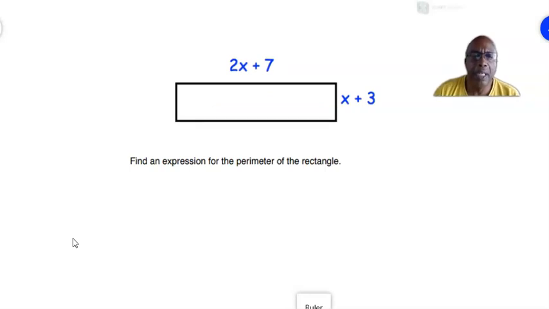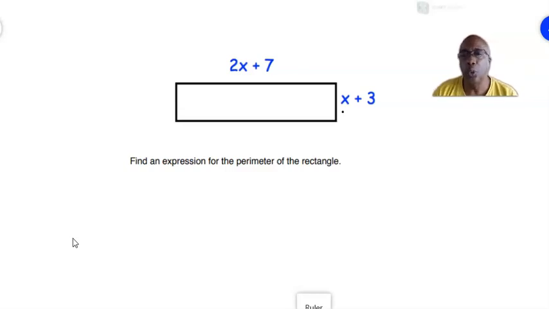In this example, you have to find an expression for the perimeter of this rectangle. So obviously you have to understand what perimeter is. Perimeter is the distance all around the rectangle. So it's simply the sum of the lengths of all the sides. So you have the lengths of two sides. The long side is 2x plus 7. The short side, or the width, is x plus 3.